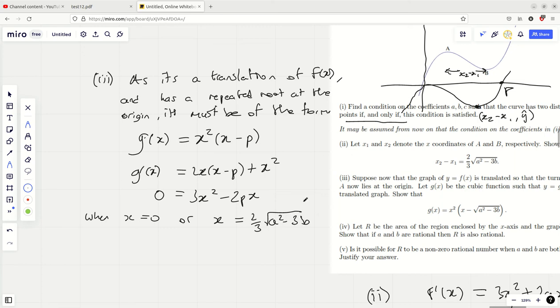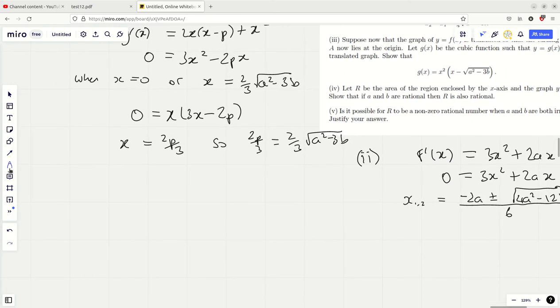So do you see what I mean? Because we know the coordinate of the turning point now, we can plug that in here. And I should have factorized this as well. It makes it slightly easier to see what's going on. I can see now that 3x minus 2p, well, here x is 2p over 3, isn't it? But we know that 2p over 3 equals this. So 2p over 3 equals 2/3 root a squared minus 3b. And that leads straight to the answer as given. And so p is going to be equal to root a squared minus 3b. And therefore we have it.